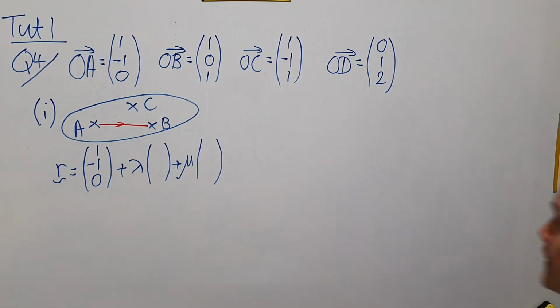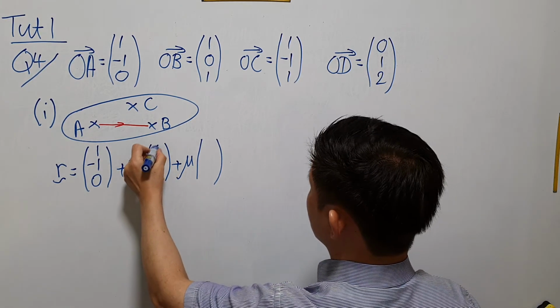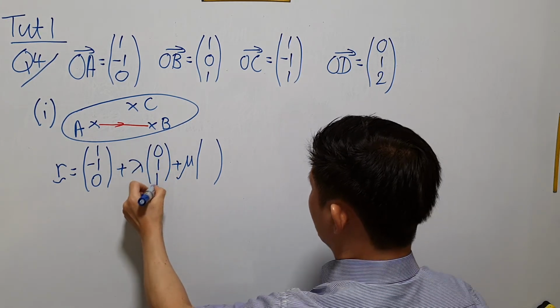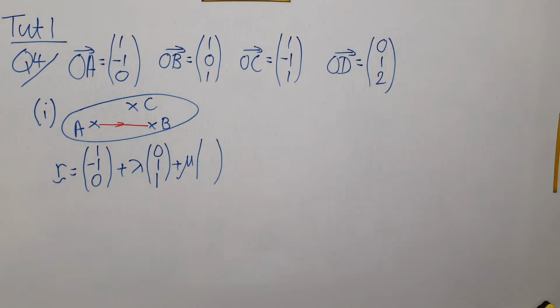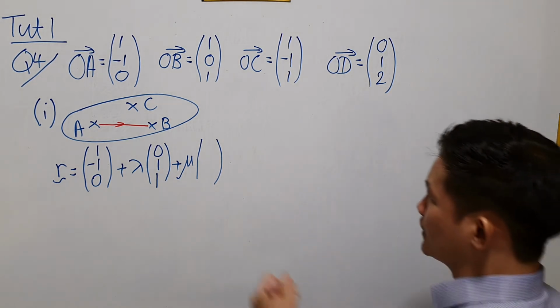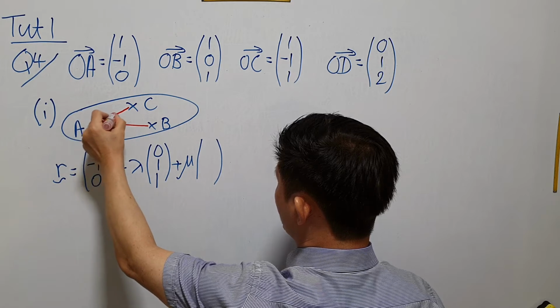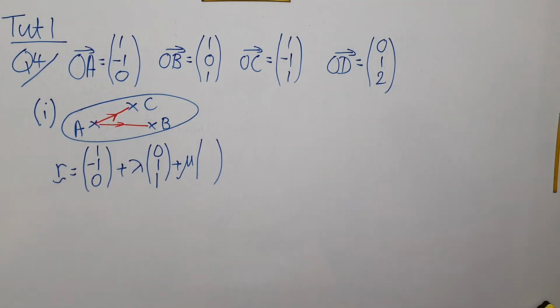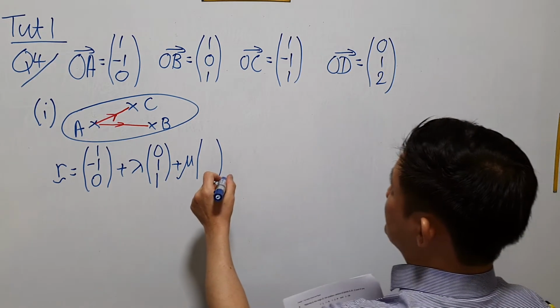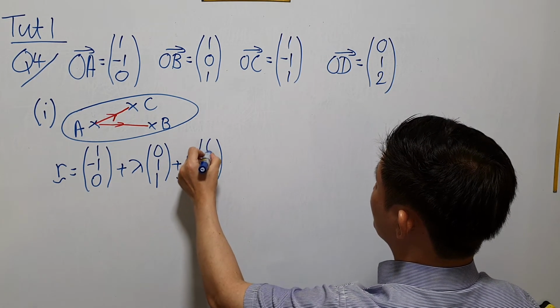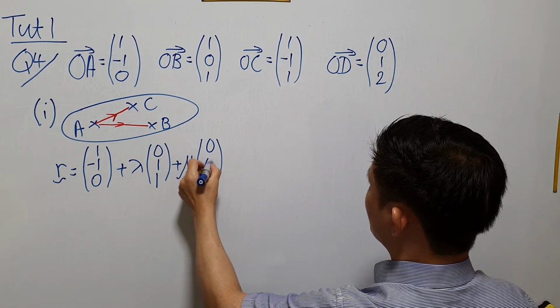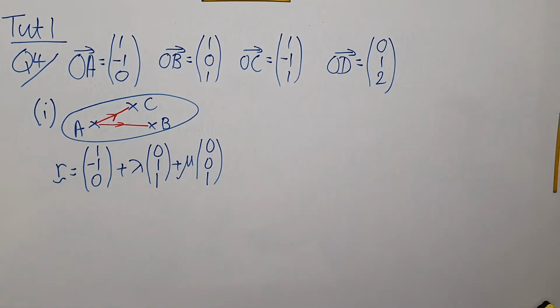So AB is OB minus OA. You get 0, 1, 1. And then I need another vector that is parallel to the same plane. An easy choice would just be the vector AC. AC would be OC minus OA, and then 0, 0, 1. There we are for part 1, the equation of the plane through A, B and C in the parametric form.